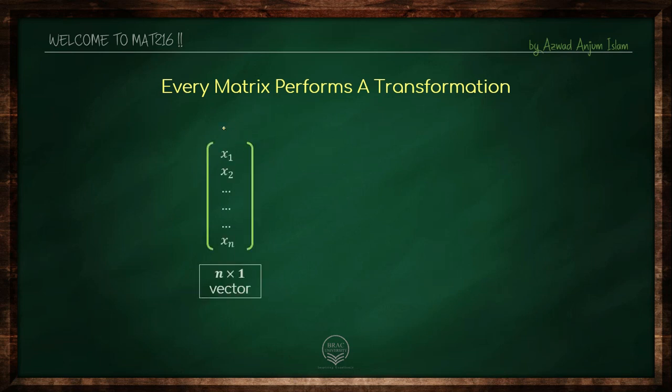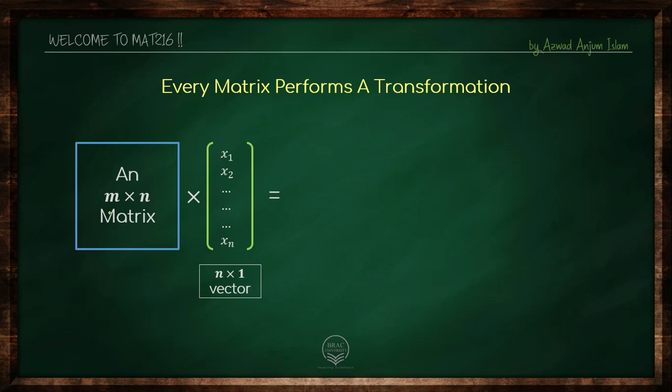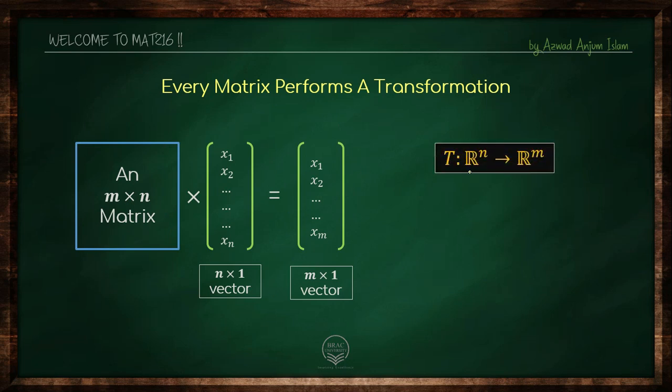If we have an n-dimensional vector, and if we multiply it with a matrix of m by n dimension, the number of columns of the matrix has to be n, otherwise the multiplication wouldn't be possible. So if I multiply this matrix with an n-dimensional vector, the result is going to be an m by 1 dimensional vector. So this transformation that is taking place here is a transformation from Rn to Rm, because our input vector is n dimensional and our output vectors are going to be m dimensional.